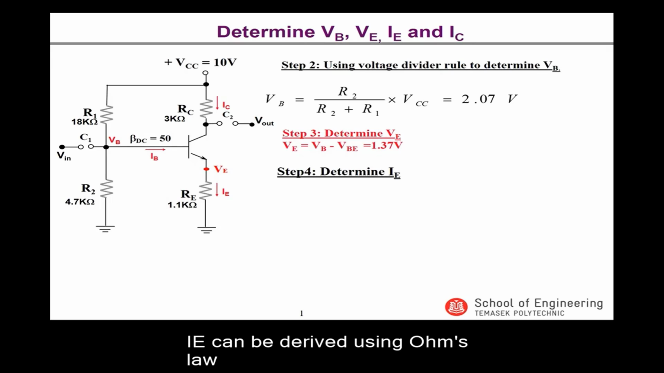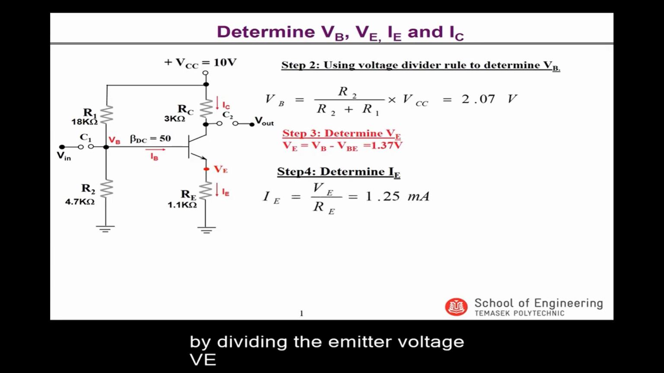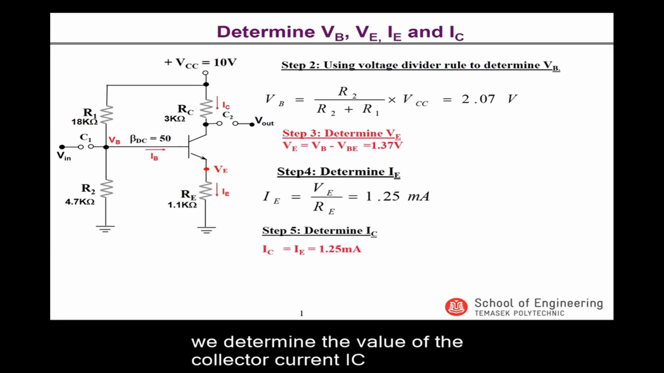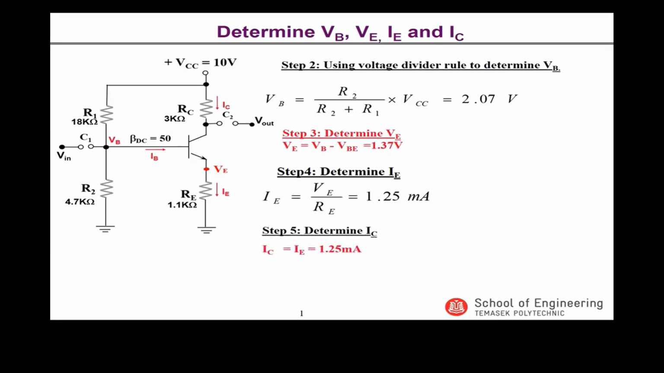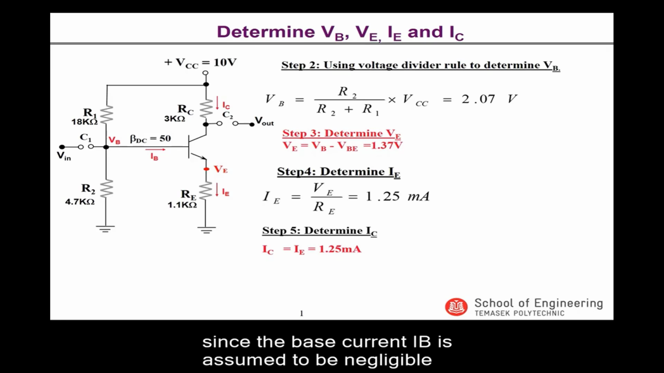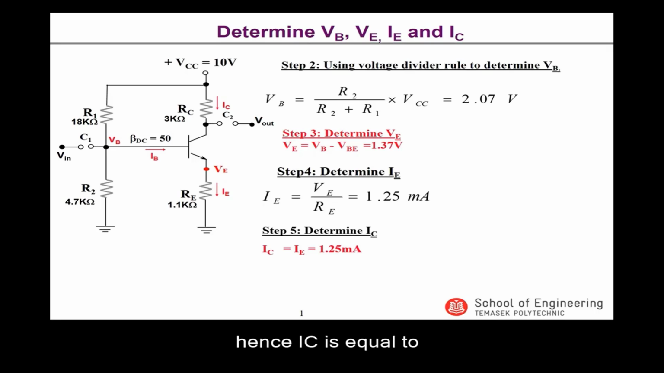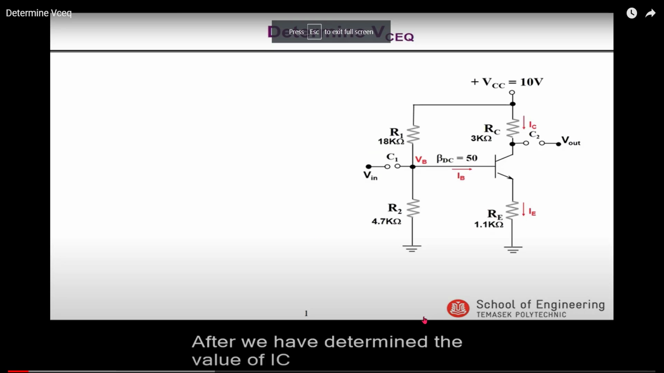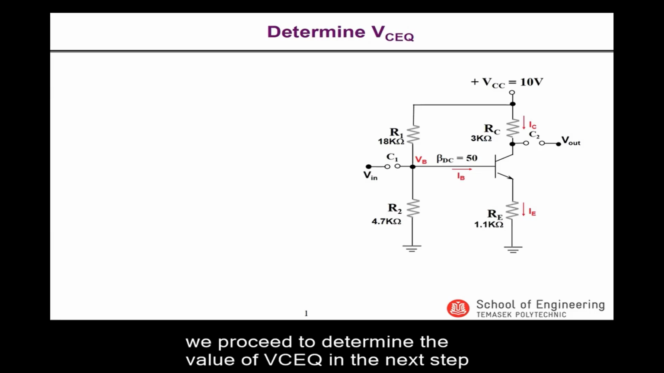Step 4 is to determine the emitter current IE. IE can be derived using Ohm's law by dividing the emitter voltage VE with the resistance of RE to give a value of 1.25 milliamperes. Moving on to step 5, we determine the value of the collector current IC. IC is equal to IE since the base current IB is assumed to be negligible. Hence, IC is equal to 1.25 milliamperes. This is actually the ICQ value of the circuit. We proceed to determine the value of VCQ in the next step.